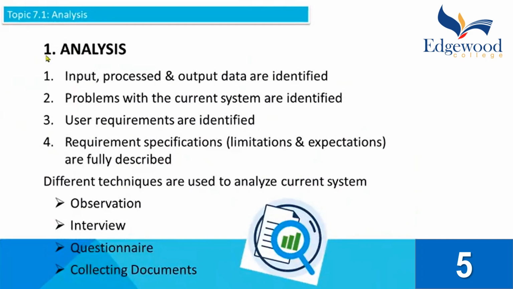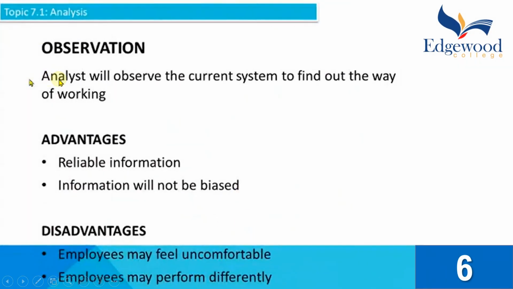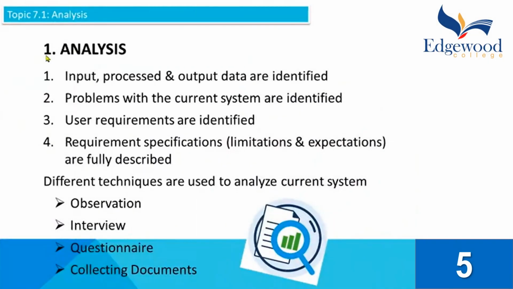With all this stated, how do the system analysts analyze the current system to be able to suggest improvement for the new system? Okay, we are talking about the different techniques used to analyze the current system. Number one, we have observation, we have interviews, we have questionnaires, we have collecting document, or what we call examination of the existing document. But before we look at observation, there is a need for us to look at each of them, both the observations, interviews, questionnaires, and collecting document.